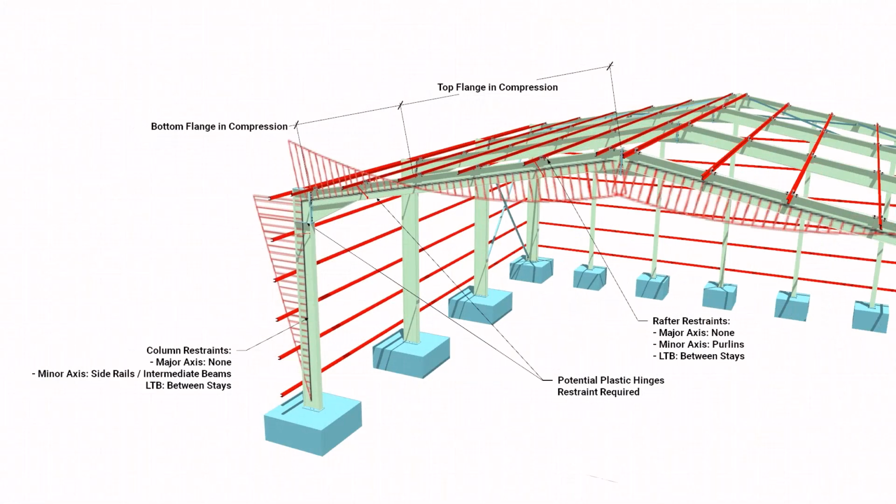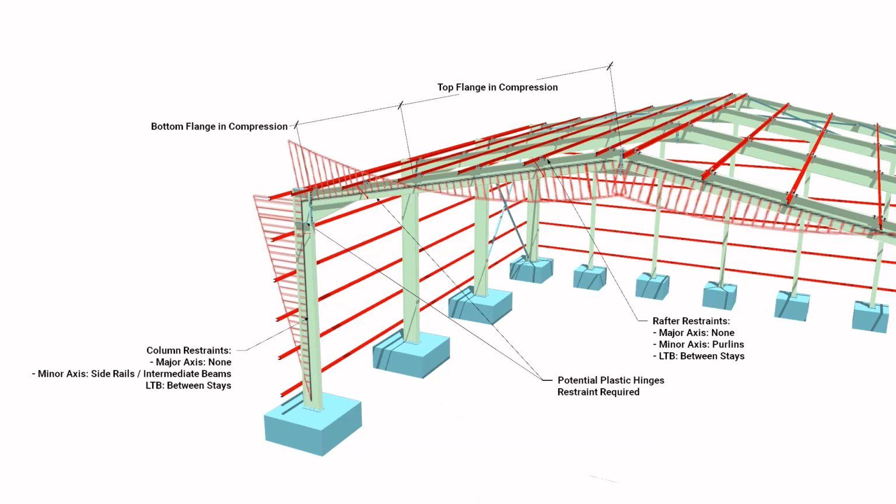Consideration will need to be given for both gravity and uplift conditions for the columns and the rafter. We'll have major and minor buckling and lateral torsional buckling to be considered along the full length of the portal frame. Plastic hinge locations should be restrained. These are typically at the end of the rafter, at the apex of the rafter, and either at the haunch at the end of the rafter or in the column at the bottom of the haunch.